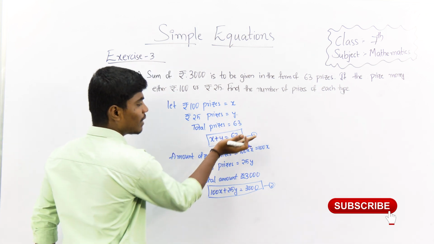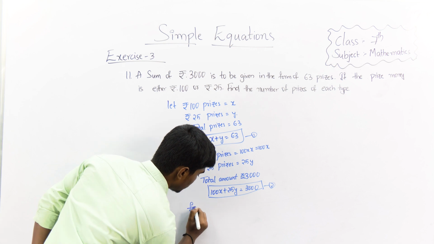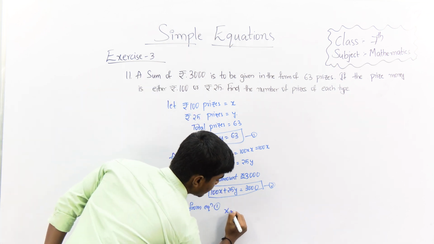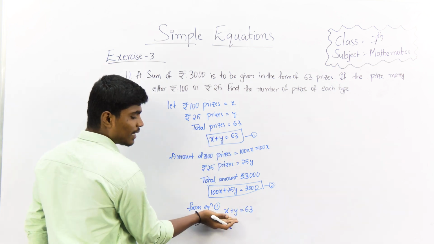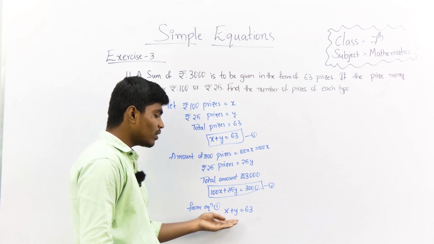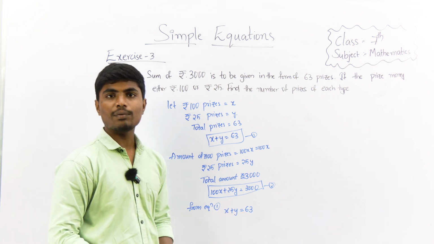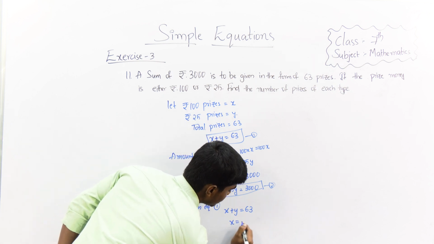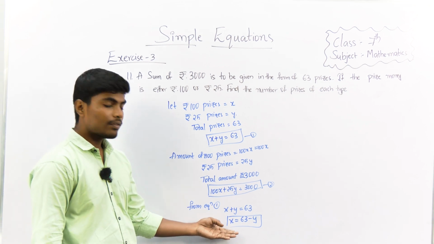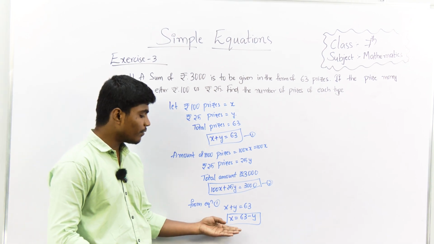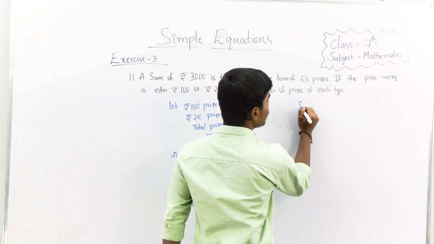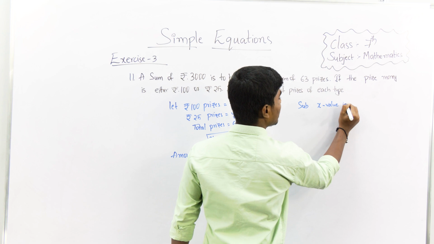Okay, let's take equation 1. From equation 1, x plus y is equal to 63. What is x? x is 63 minus y. Here y is added on the left side. If we move it to the right side, it will be subtracted. So x is equal to 63 minus y. Here we got the value of x. Okay, we substitute the x value in equation 2.